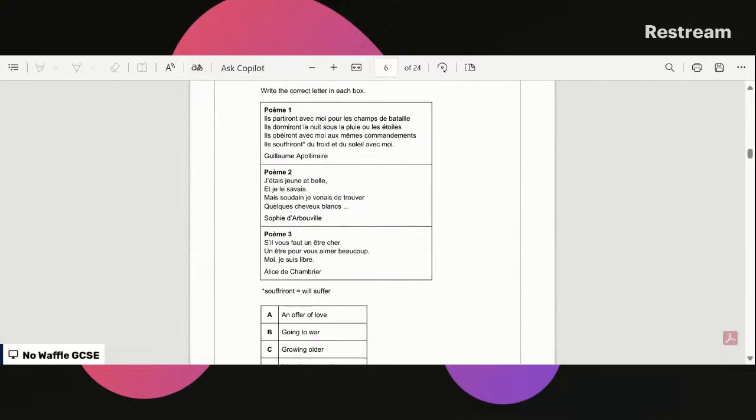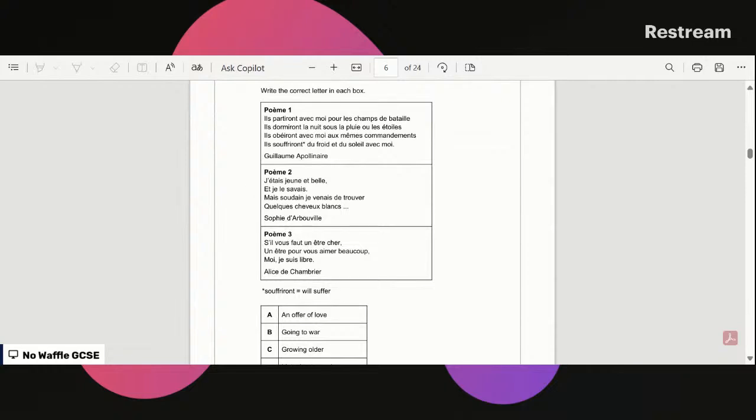Poem 1. So poem 1, il parie-t-on avec moi pour le champs de bataille. So you've got battle there. Ils souffriront du froid et du soleil. So they suffer from the cold and the sun. They obey me in all of my commands. So instead, that one seems like going to war. So poem 1 is B.